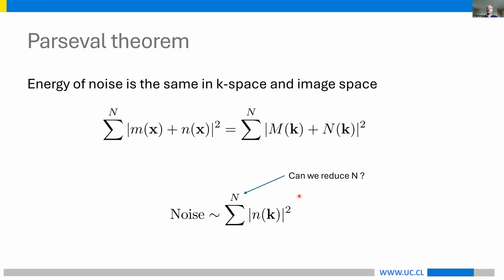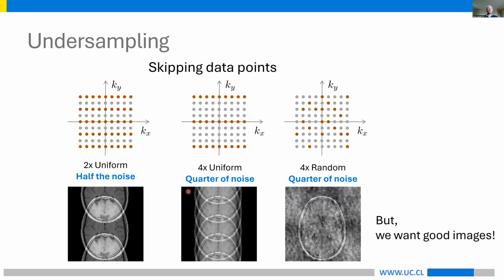And the question is, can we reduce the number of samples? And of course we can. This is called undersampling, and when you undersample, you acquire less noise. Of course, if you acquire fewer samples in K-space, you also acquire less information. So the question is, can we recover the information without recovering the noise? And the answer is yes. And for that, we're going to use undersampling.